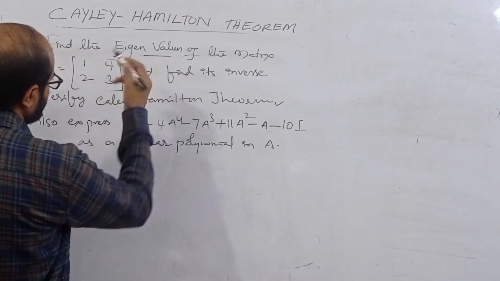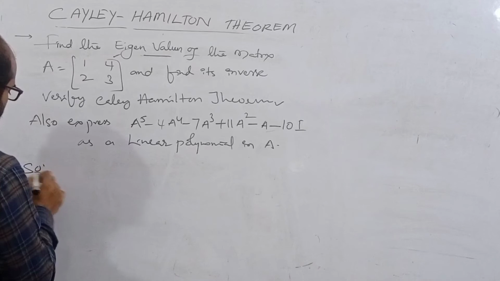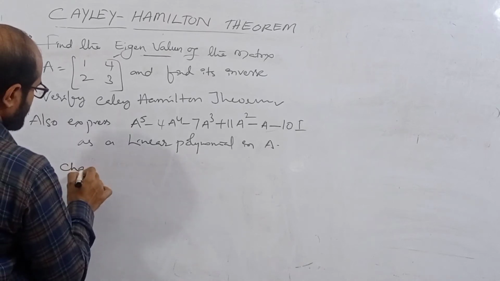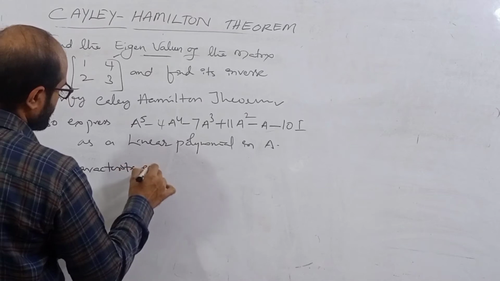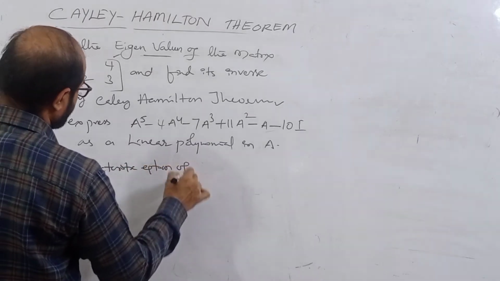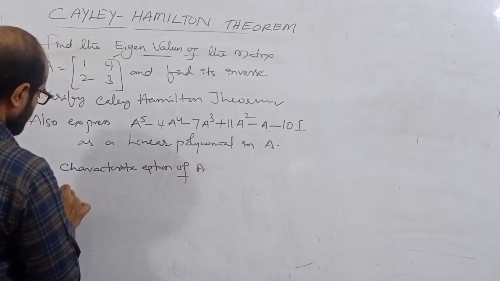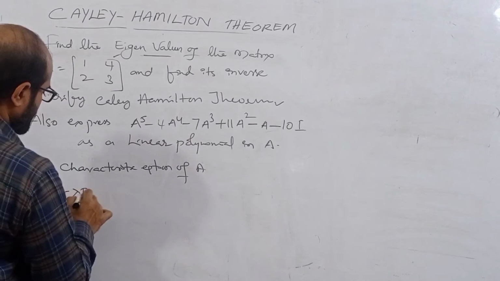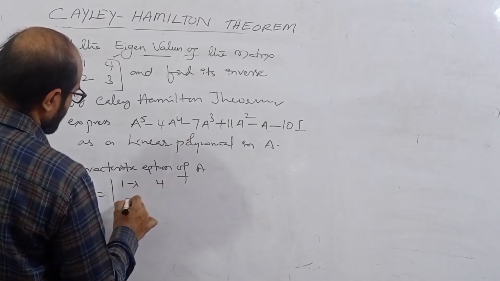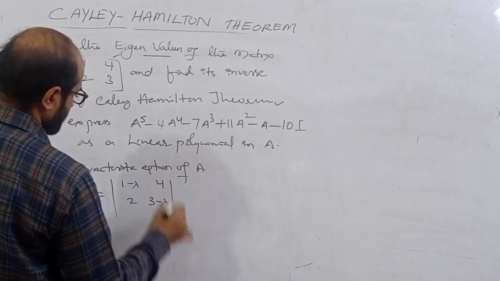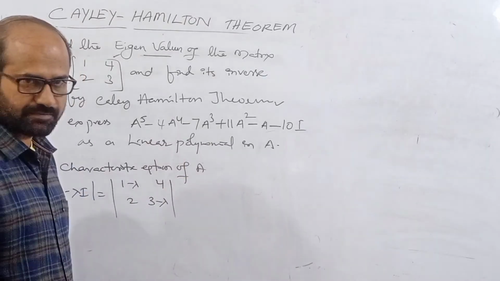Find the eigenvalues of this matrix. Let us solve for the eigenvalues of this. To find the eigenvalues, we need the characteristic equation of this matrix A. That is, determinant of A minus lambda I equal to 0. That is, 1 minus lambda, 4, 2 and 3 minus lambda. This is the characteristic equation, right?